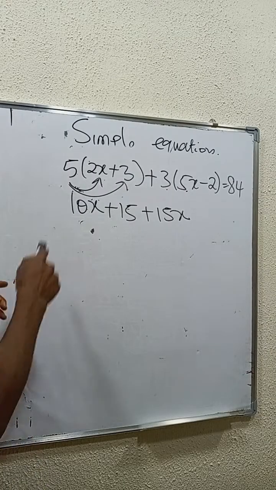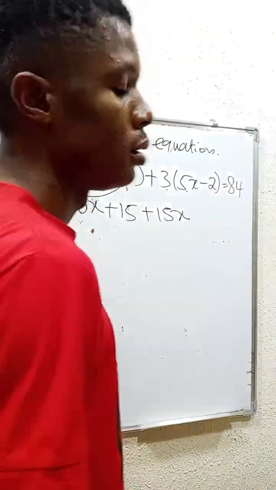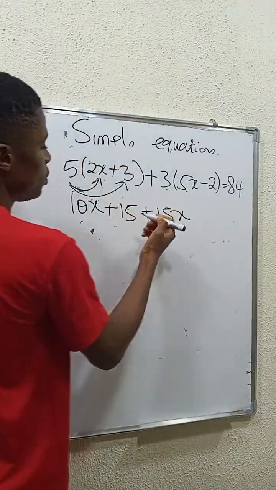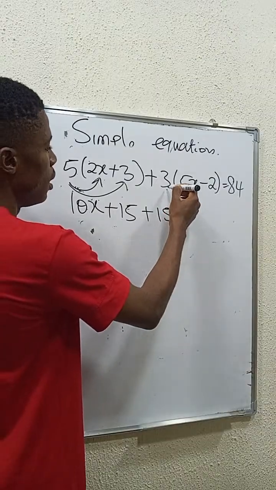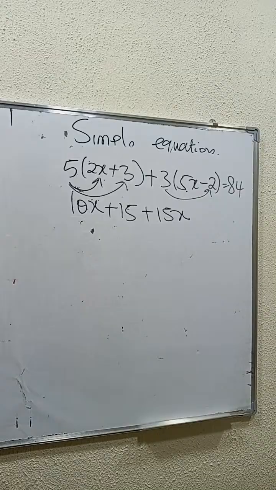So you do 5 times 2. Then the next thing we do is to do 3 times minus 2. What is 3 times minus 2? Guys, I want you guys to be compliant so that we can find the value and everybody will master it. What is 3 times minus 2?